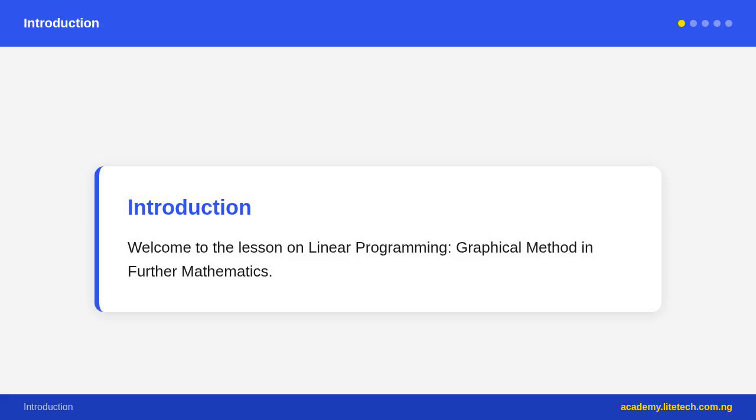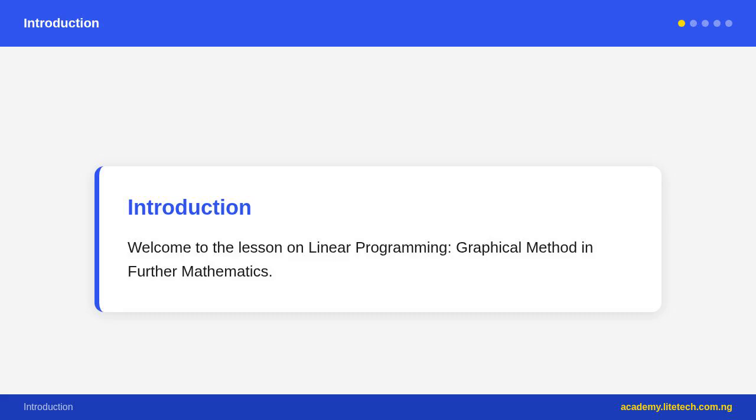By the end of this lesson, you will formulate linear programming problems from word problems, identify feasible regions using linear inequalities, find optimal solutions using the graphical method, and answer WAEC further mathematics questions.